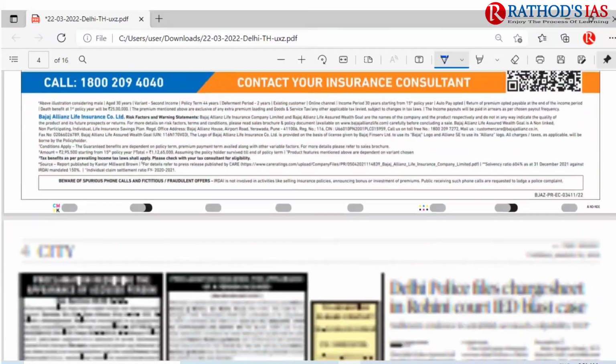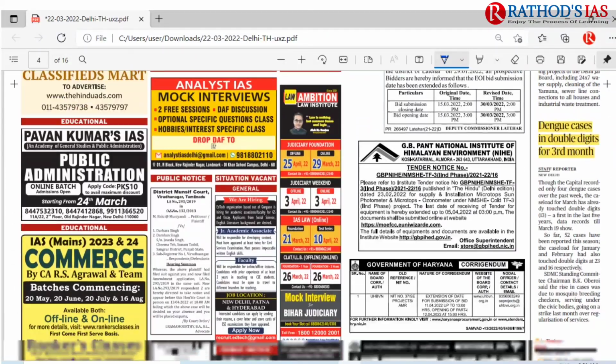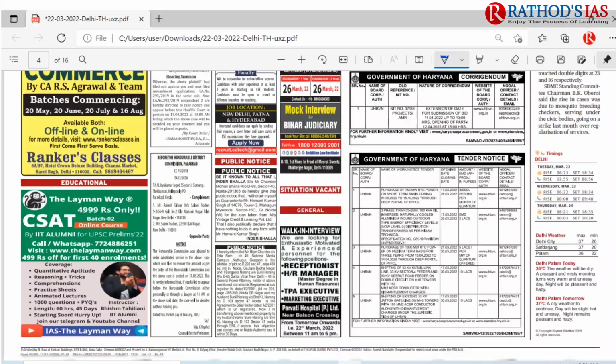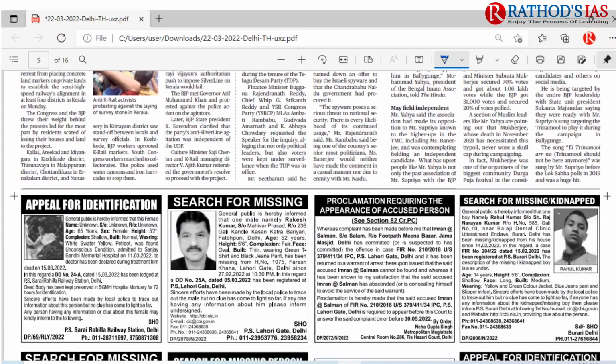And you can also leave this page. And here you can see dengue cases in double digits for third month. So what happened in our capital city, that is in the National Capital Region, there is an increase in these dengue cases. So you have to know some facts regarding this dengue fever. Already we discussed that a number of times.